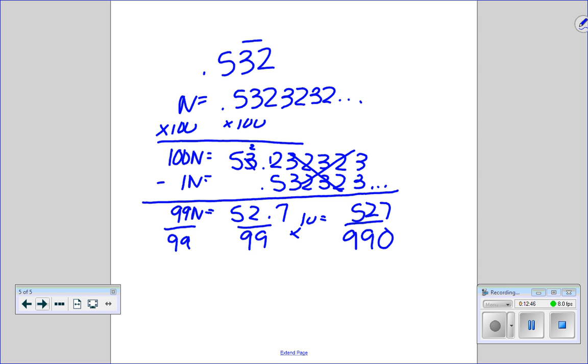But if I divide it now, 527 divided by 990, it gives me 0.5323232323 and a decimal. Holy cow. It's not that hard if you get the hang of it and you just keep practicing it. It's pretty simple. It takes a lot of practice.